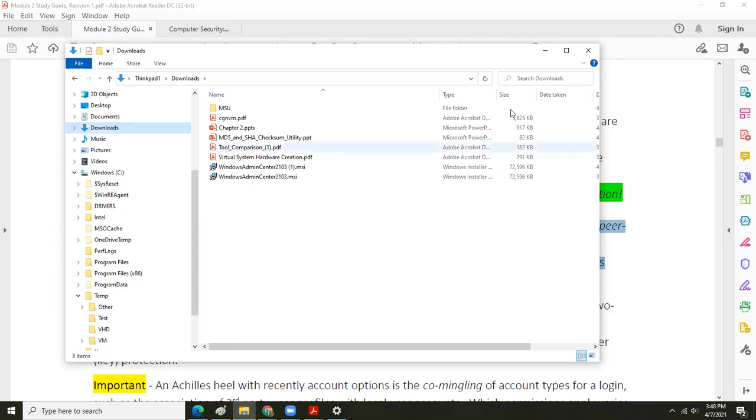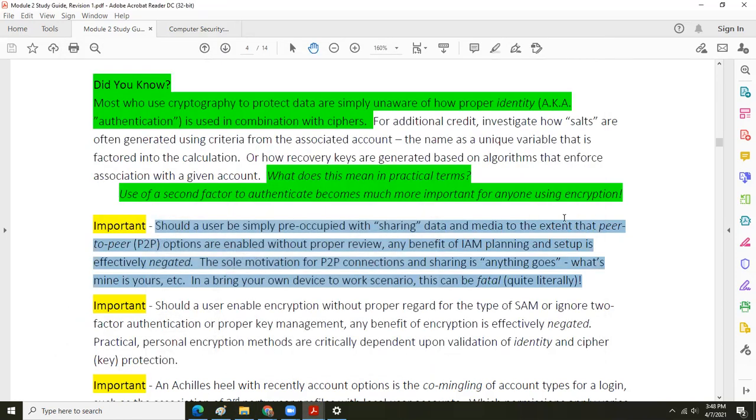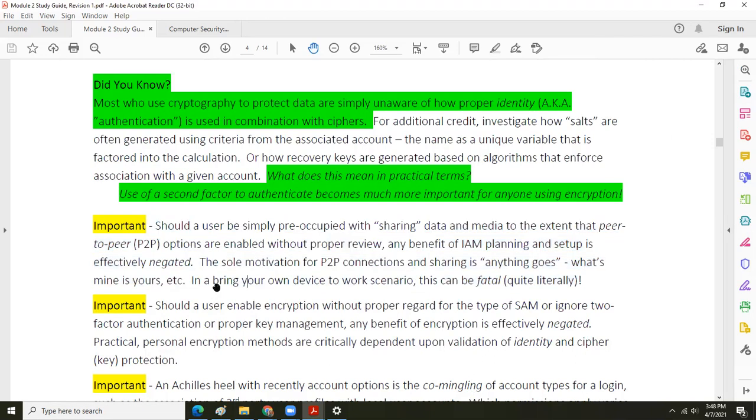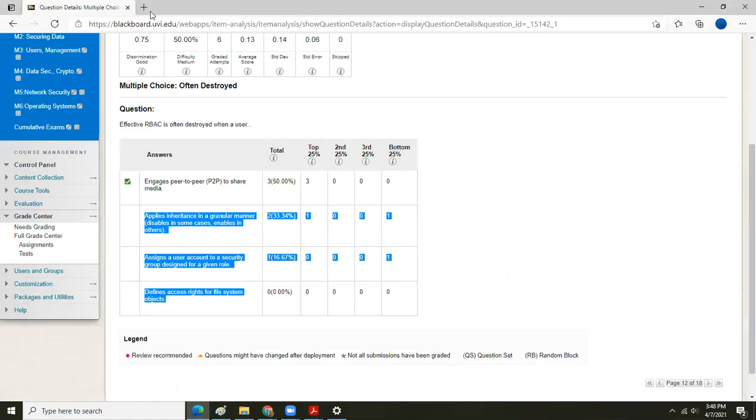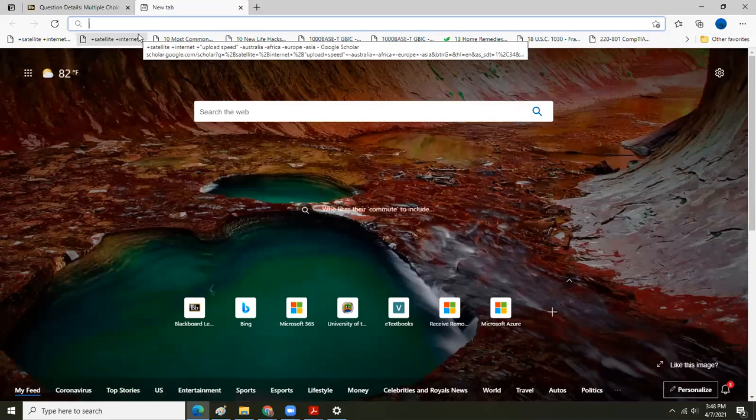So if you're loading something like a BitTorrent client so you can share bootleg movies and music, that client actually shares other files on your system. There's upstream and downstream traffic. When you're doing bring your own device, that's an acronym that's actually an official term.